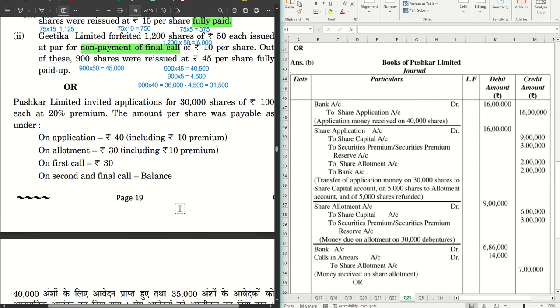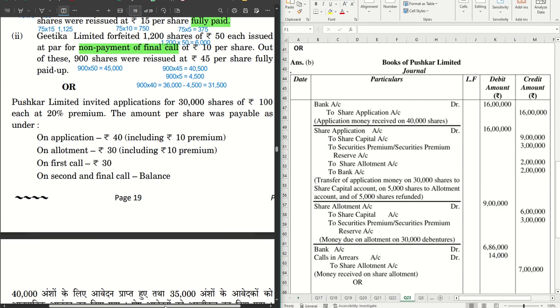Pushkar Limited invited applications for 30,000 shares of rupees 100 each at 20% premium. On application, rupees 40 including 10 premium. On allotment, rupees 30 including 10 premium. On first call, rupees 30, and second and final call, the balance. How much is the balance? Let's do the calculation. This is 30, this is 20, which is 50. 50 plus 30 is 80. So 20 rupees is the balance, which is on final call. Excluding premium, if you do the calculation, it becomes easy for you. So that's how you can do it.